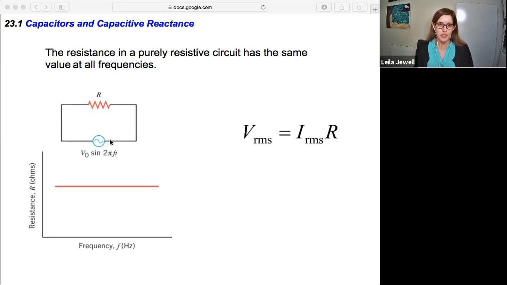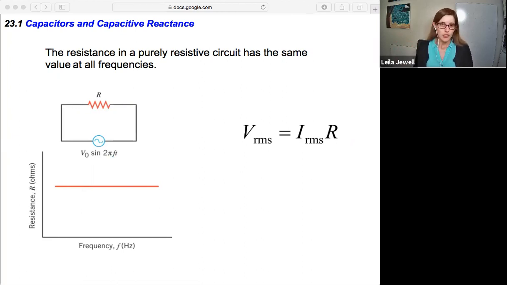And when we have just a resistor in an AC circuit like this, we have the equation that we've seen before. The RMS voltage is equal to the RMS current times the resistance. Ohm's law, V equals IR. And this is true regardless of how we adjust the frequency F of how quickly the current switches back and forth. So that's what this graph is showing, that the resistance R stays at one constant value even if we adjust the frequency of our AC source. This sounds pretty straightforward, and indeed it is.